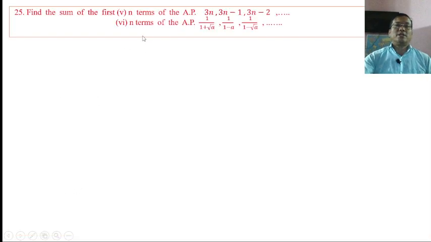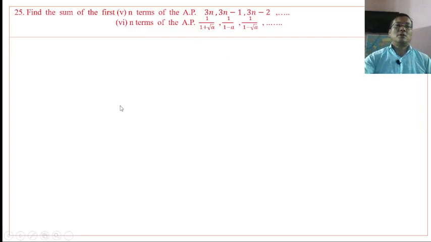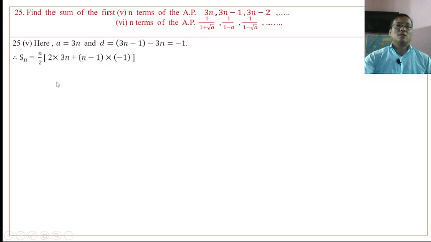Roman number 5, n terms of the AP. Here A is thrice n and the common difference D is second term minus first term, that is minus 1. Therefore Sn equals n by 2 times twice A, which is thrice n, the number of terms is n, common difference is minus 1. Solving, we have this.